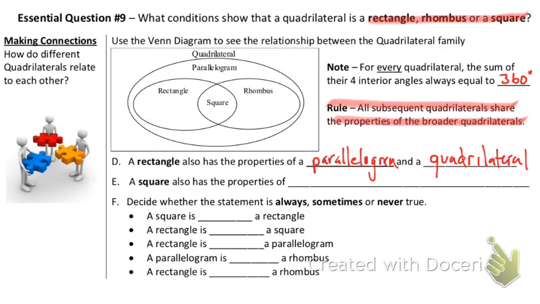A square also has the properties of, so we look at the square, it's in the rhombus, it's also in the rectangle, it's in the parallelogram, and it's even in the quadrilateral. So it has all the properties of all quadrilaterals. So we'll write those down. Okay, so we're going to use the Venn diagram here to answer all the questions in F. On Google Classroom, go ahead and put your answers in the comments for these notes.